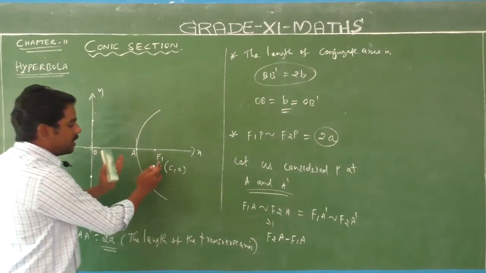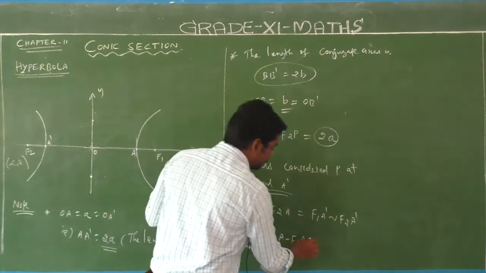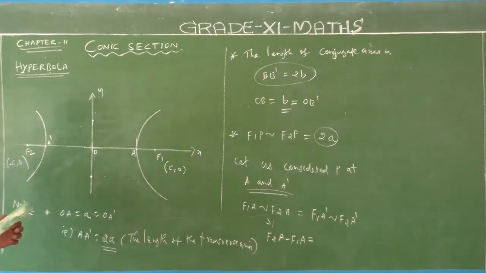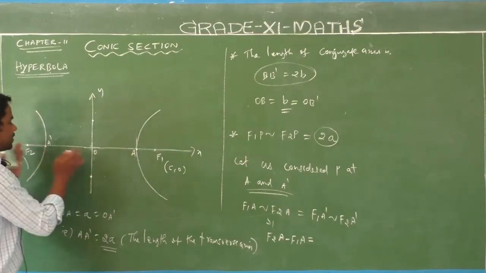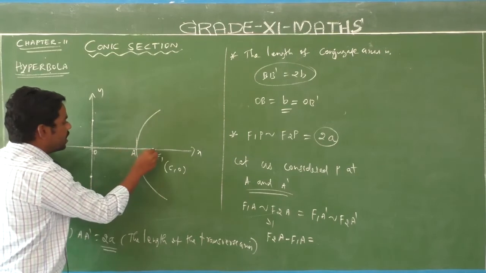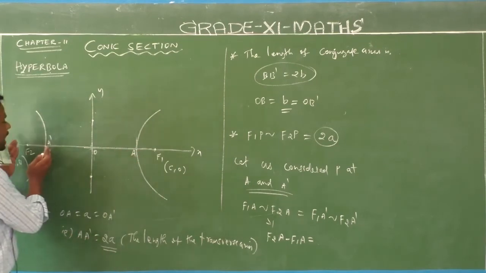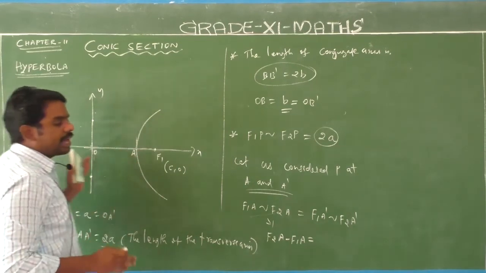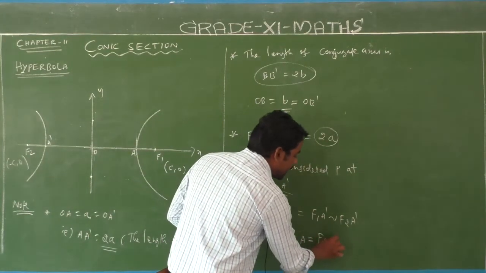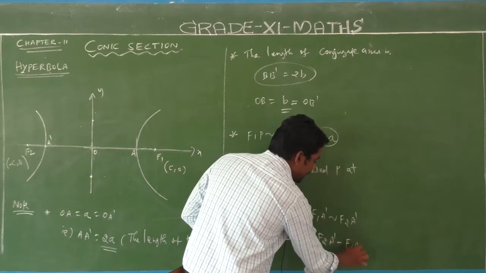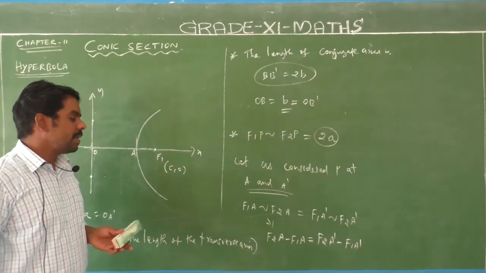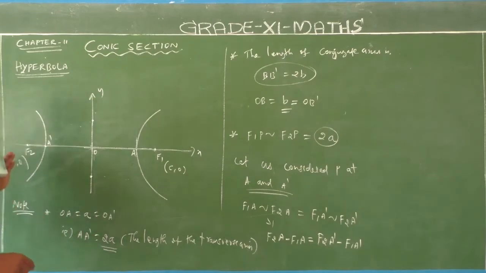F2A minus F1A is equal to, and for F1A dash and F2A dash, here F1A dash is the furthest distance, the longest one, and F2A dash is the smallest one. So the difference is F1A dash minus F2A dash. Okay, right. Substitute this value.